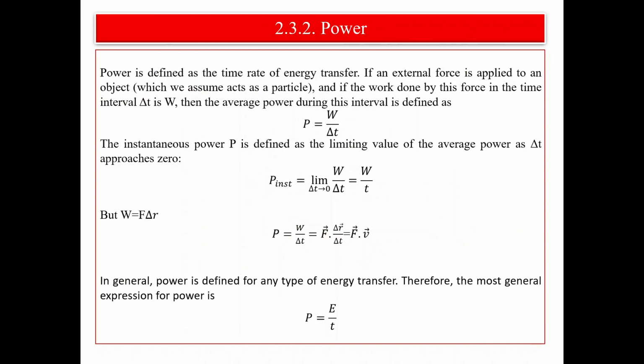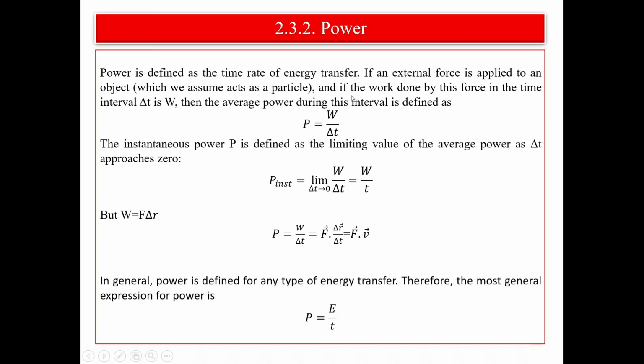Okay, the other one is power. Power is defined as the time rate of energy transfer. If an external force is applied to an object, which we assume acts as a particle, and the work done by this force in the time interval change in t is represented by this one, then the average power during the interval can be written as power is equal to W, the work done, divided by the interval time, which is change in t.